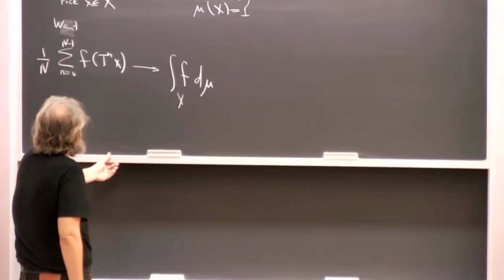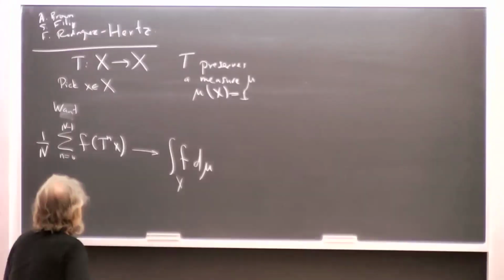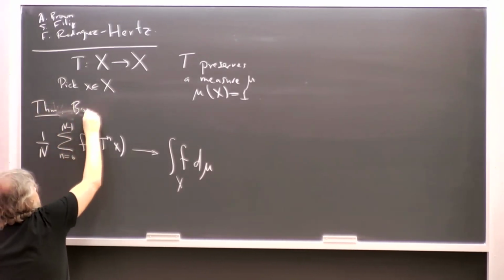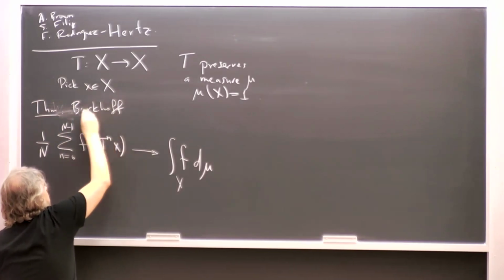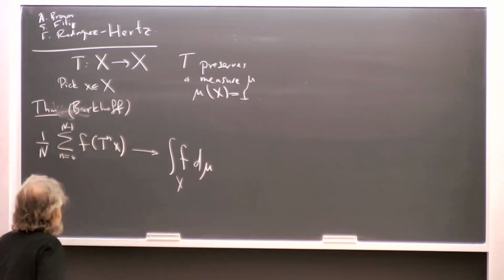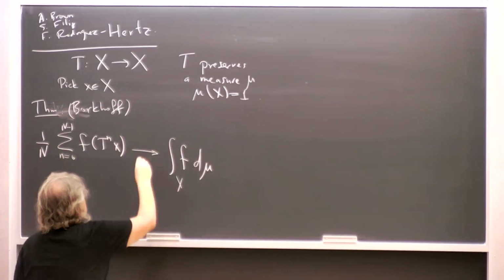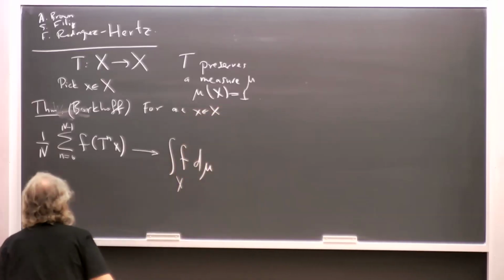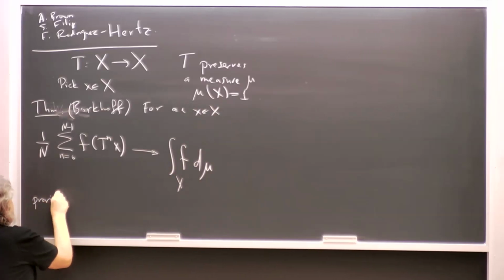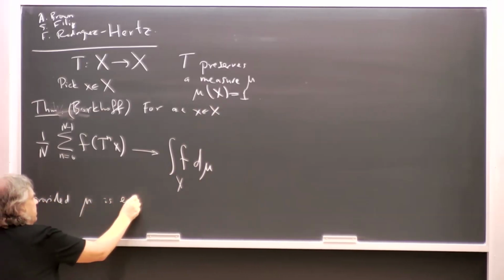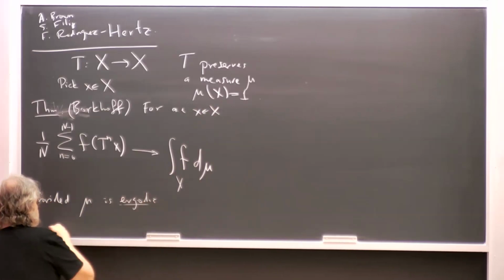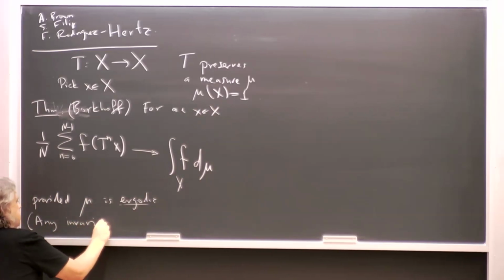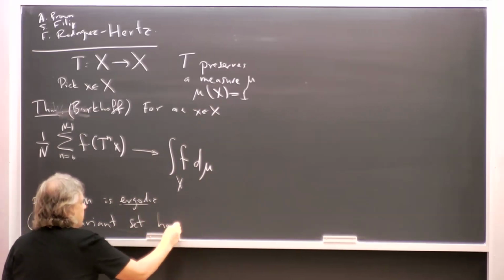And so this is actually a theorem, which is the classical Birkhoff ergodic theorem in the 1930s. This is true for almost every x, provided mu is ergodic. And what does ergodic mean? It means that any invariant set has measure 0 or 1.